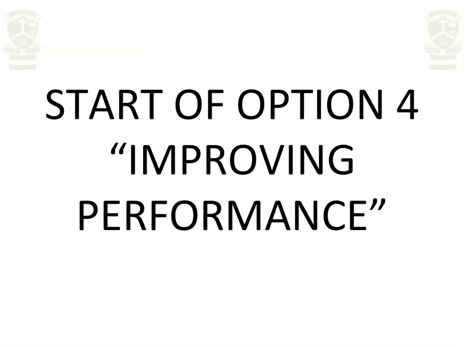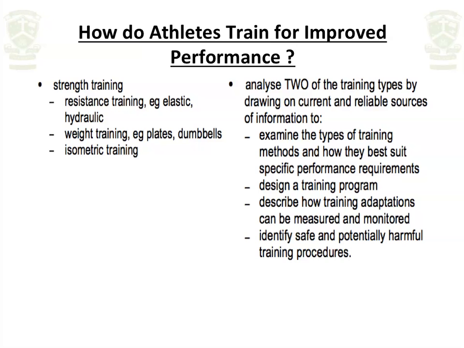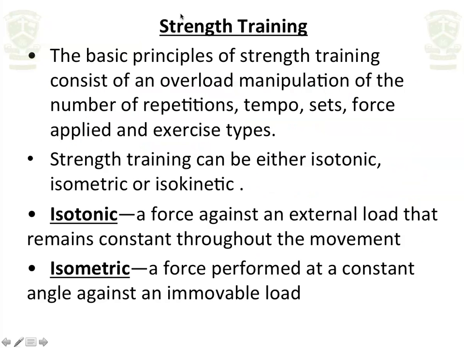We're doing strength training in this particular stem, which is Stem34. If we just have a look here at strength training, there are 3 areas that we're going to look at: resistance training, weight training and isometric training. Before we get into the specifics, let's just have a bit of a general look at strength training and some of the basic principles. We're looking here, you can see the terminology: repetition, tempo, which is speed of the lifting, sets, how much force is applied, and different types of exercise.